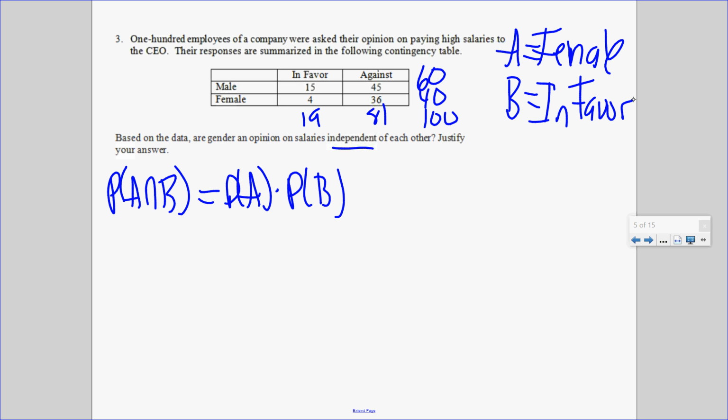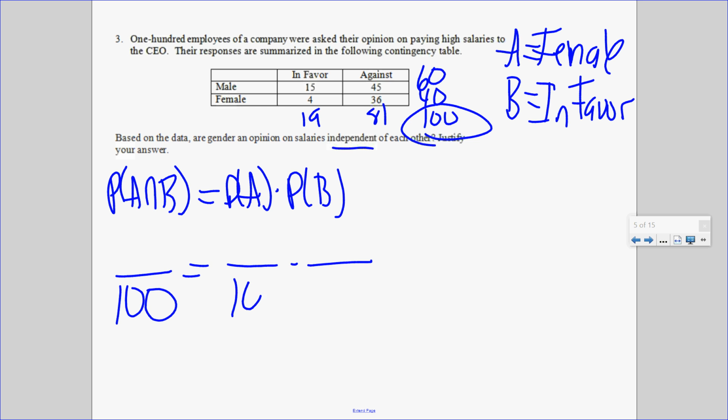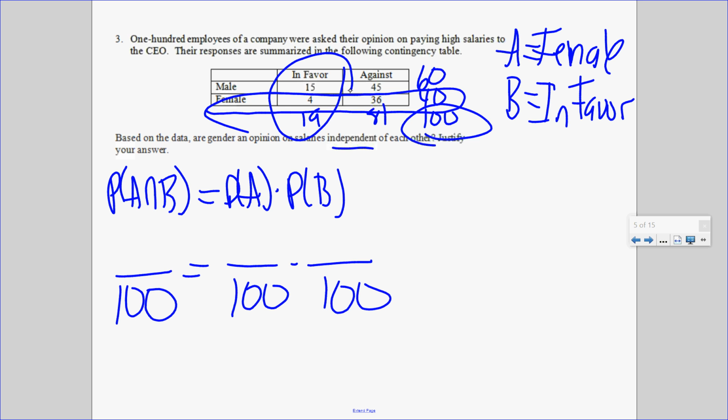If you chose different variables, then your numbers are going to be different, but you're going to get the same final answer as me. I like this formula because the denominator is always my total, so I don't have to think about that. P of A and B, female and in favor. 4 are female and in favor. P of A, 40 are female. P of B, 19 are in favor.